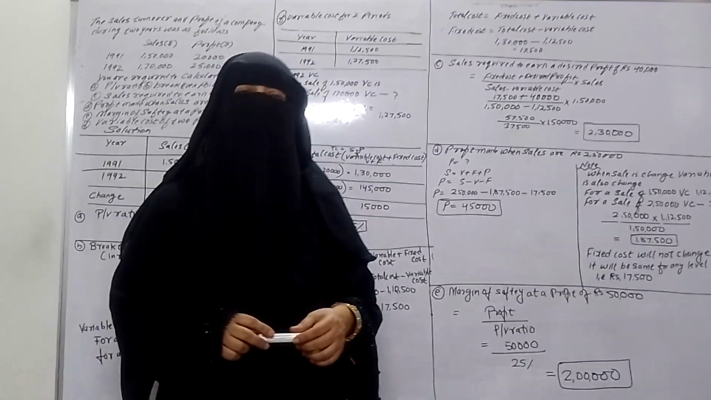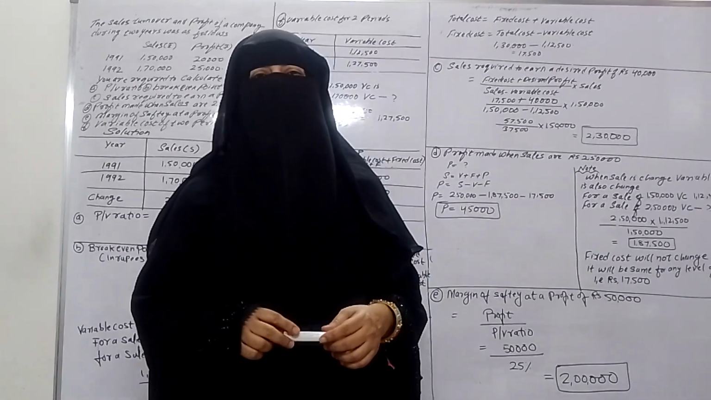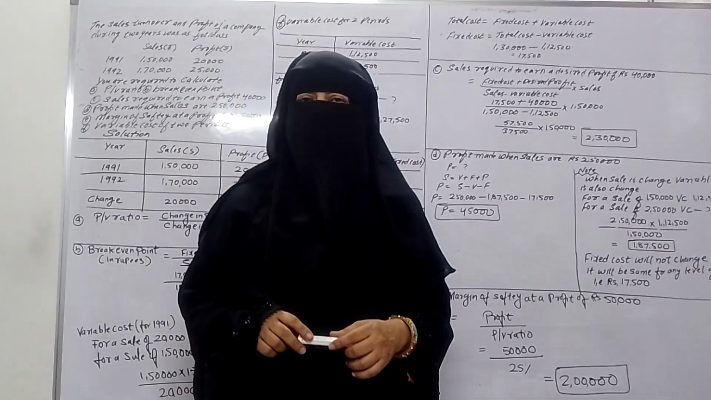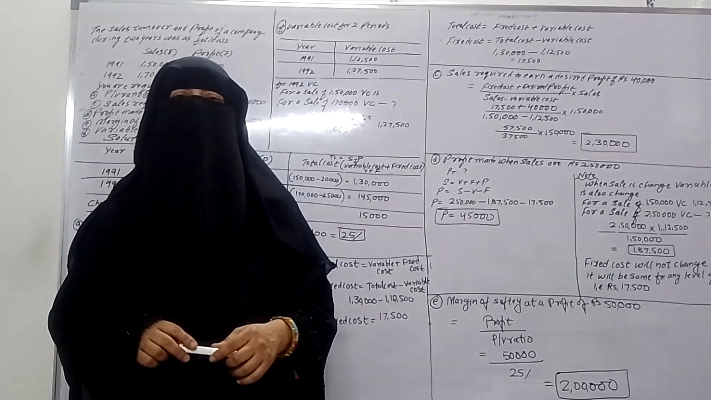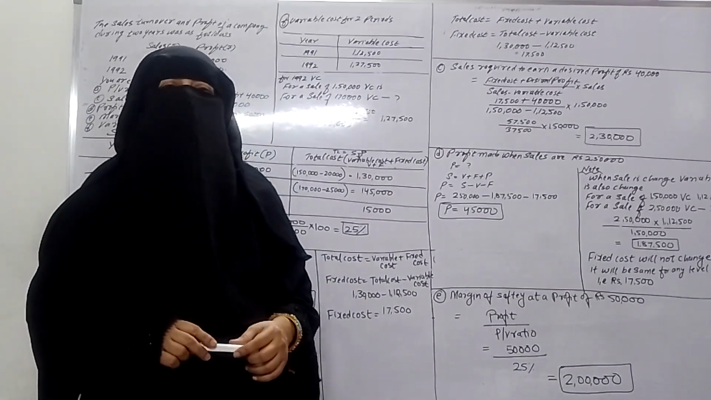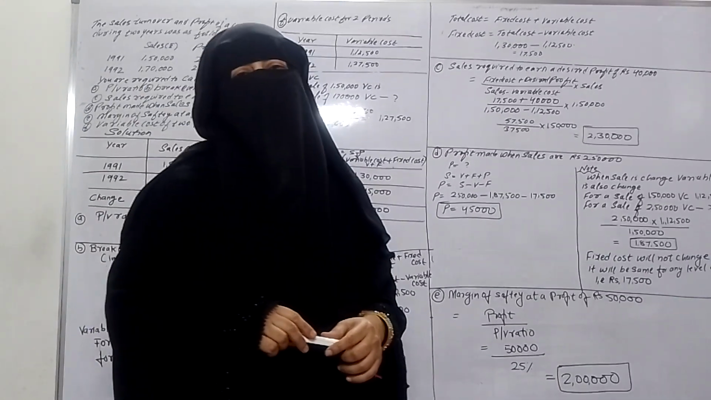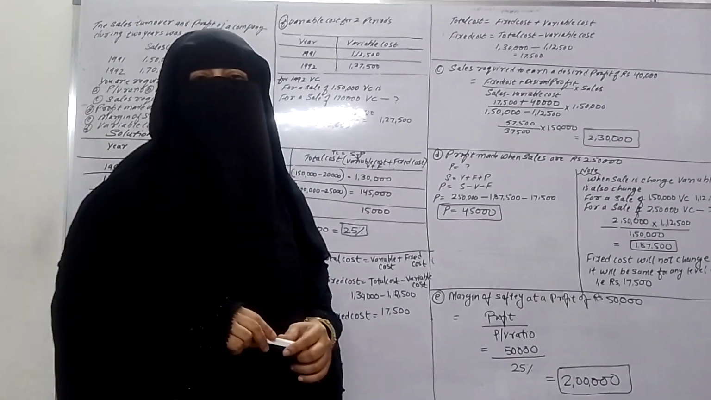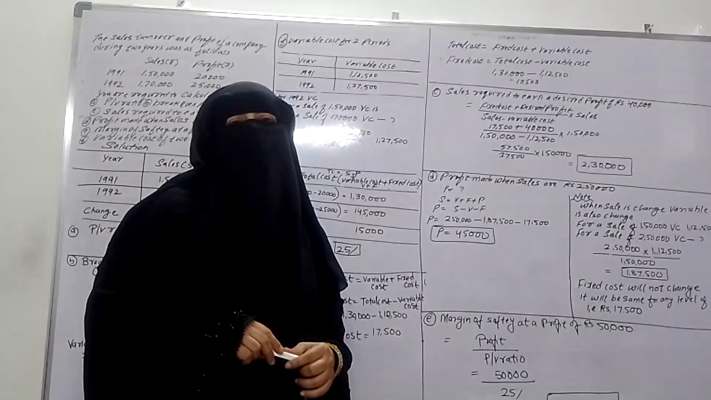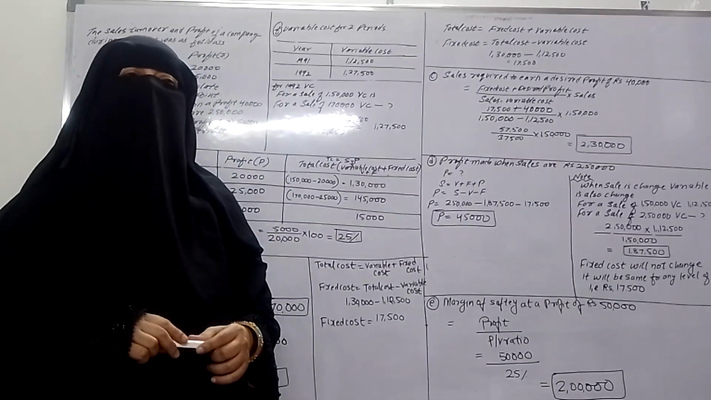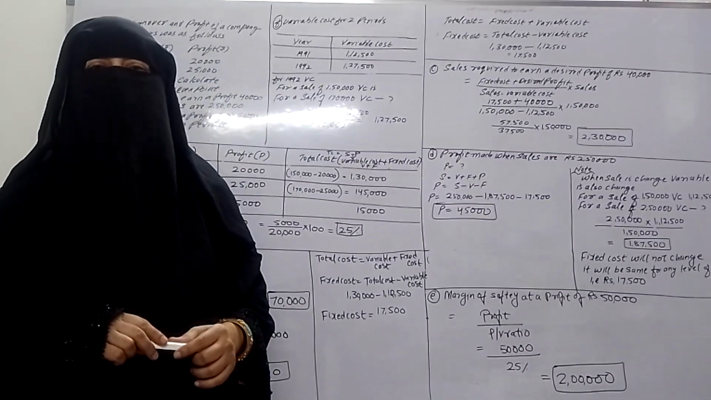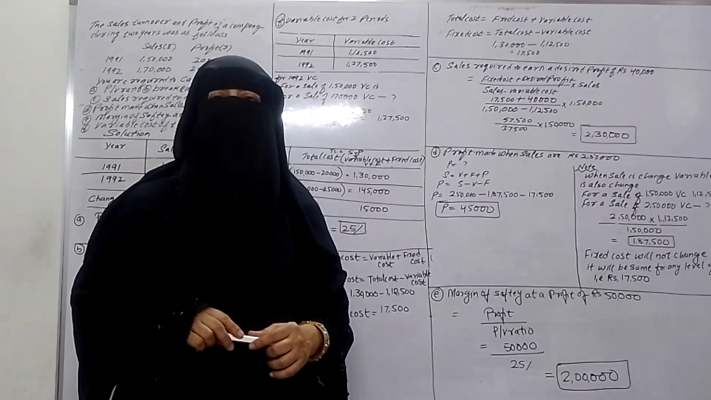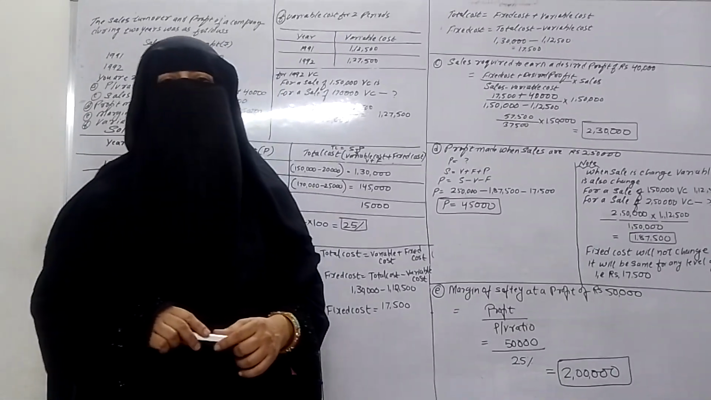Today in this video I'm going to explain the subject cost control and management accounting. Under that, the topic is marginal costing. The subject is for the students of BCom third year semester 6, and the topic marginal costing is also taught to the students of MBA semester 1. So this video is useful for MBA students as well as BCom students.